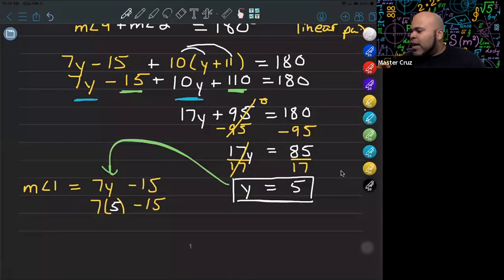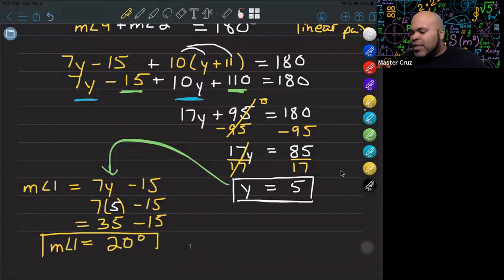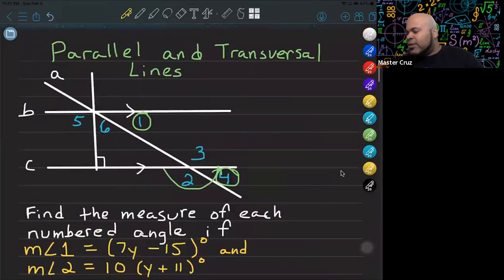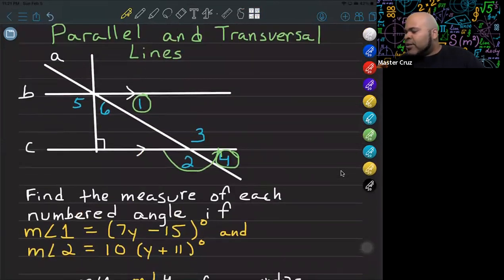So I'm going to substitute 5 over here, and then I simplify. 7 times 5 is 35, minus 15, and 35 minus 15 is 20. That means that the measurement of angle 1 is 20 degrees. So I just found out the measurement of angle 1, which is perfect because they want us to find the measurement for each numbered angle. So I'm going to come back here and say that angle 1 is 20 degrees.